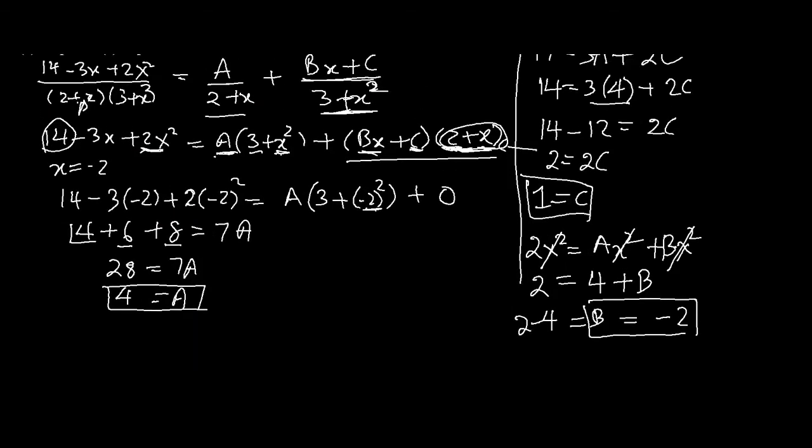So now we can write our final expression with this. So A is 4 over 2 plus x, plus B is minus 2, so let's write it later. C is positive 1. So 1 minus 2x over 3 plus x squared, and that is our answer.